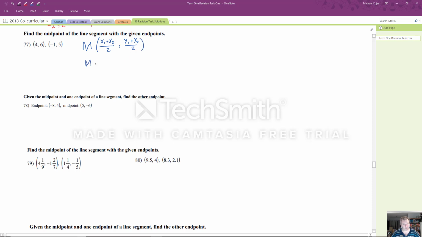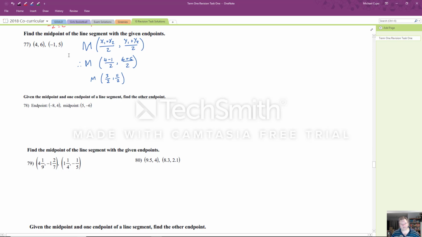So if we're calling the midpoint M, it's going to be the point x1 plus x2, 4 plus negative 1, which is just 4 minus 1 divided by 2, and 6 plus 5 divided by 2. So the midpoint is 4 minus 1 is 3, so 3 over 2, and 6 and 5 is 11 over 2. 1.5, 5.5, or just leave them like that. I think it's probably easier like that myself.